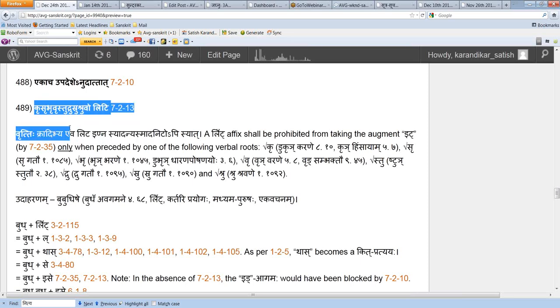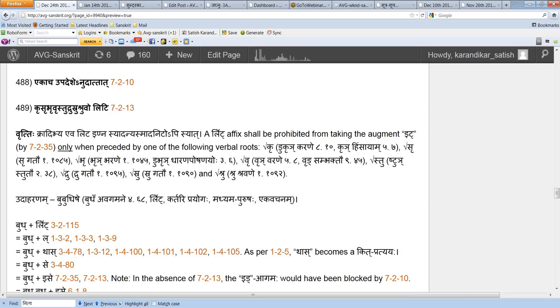This is this. So kradibhya eva itaha innasyad anyasmad anitaha api. Even if it's anit dhatu, doesn't matter. Syat. So the bottom line is that only these eight dhatus don't allow idagamaha in the lit prayogaha. Others will allow. Of course, to take idagama, the pratyaya has to be valadi, that's a separate matter. If it is valadi, only these eight will stop idagama. Others will all allow, regardless of 7.2.10.